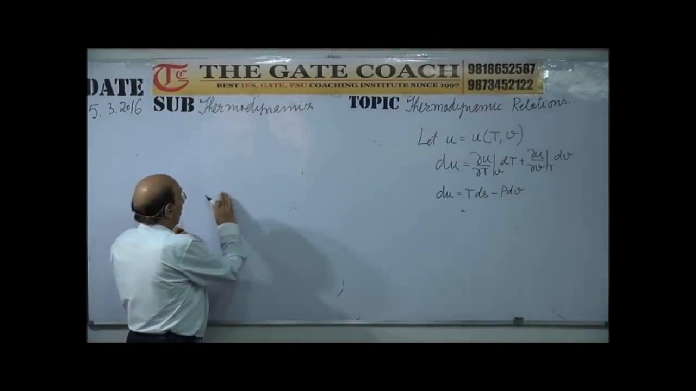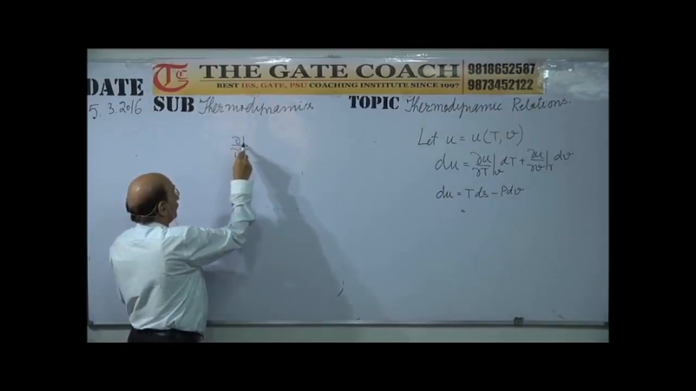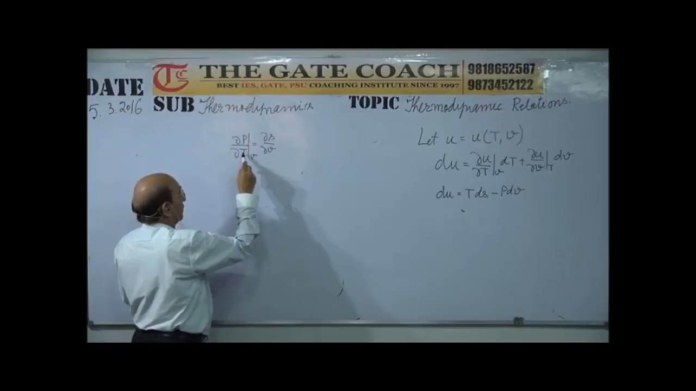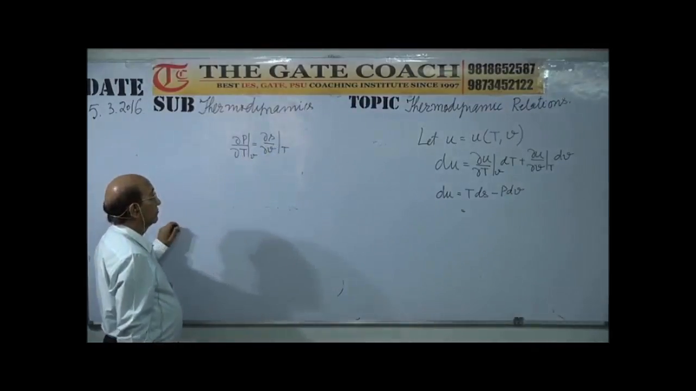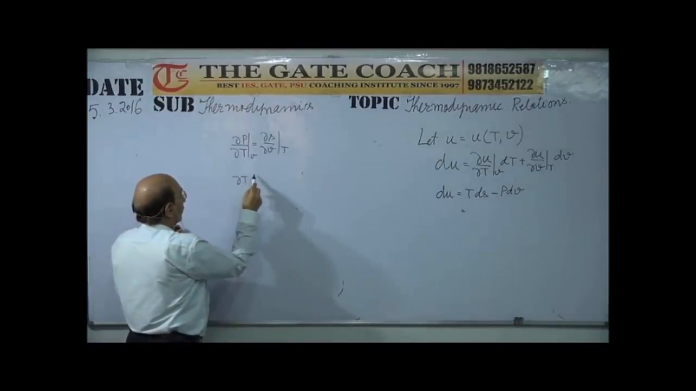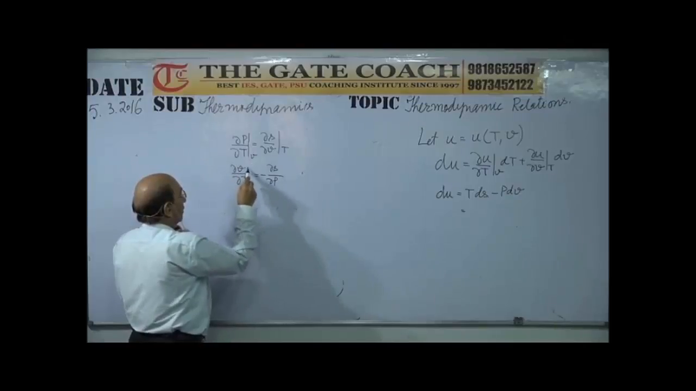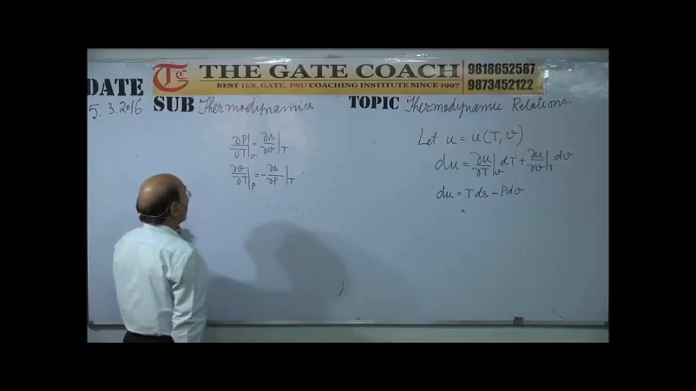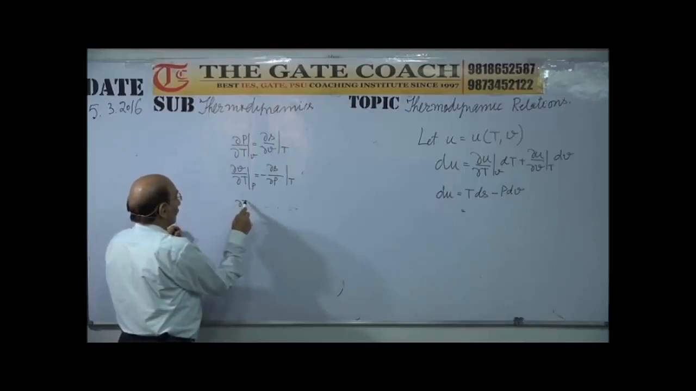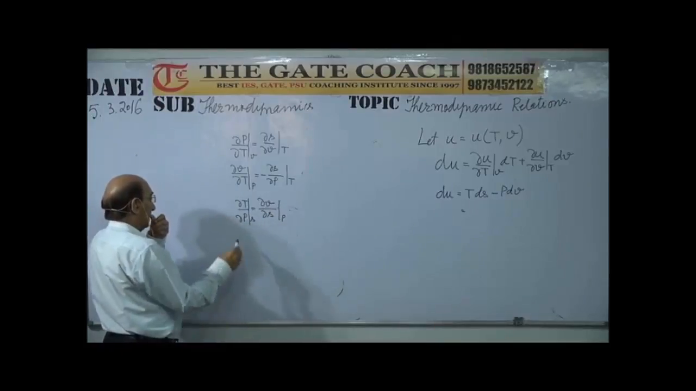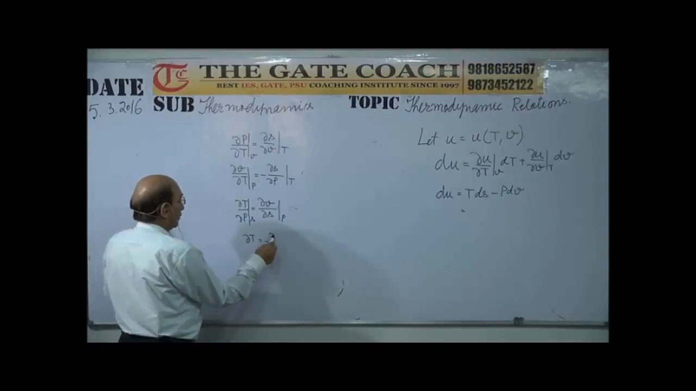Now please check up. del T, del P, del S and del V. This V on this side, this T on the other side. del T, del P, del S and del V. This P and the other side T. del T, del P, del S and del V. del T minus del P, del S and del V.